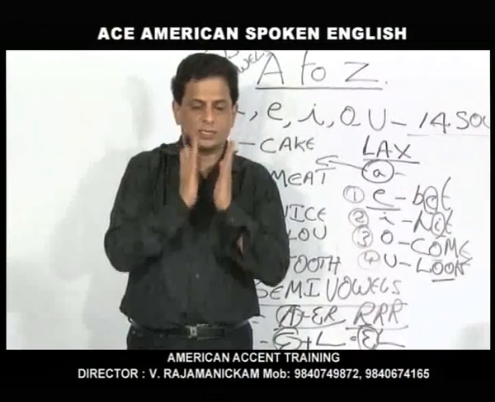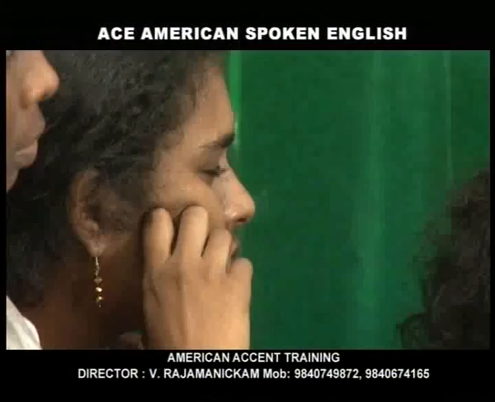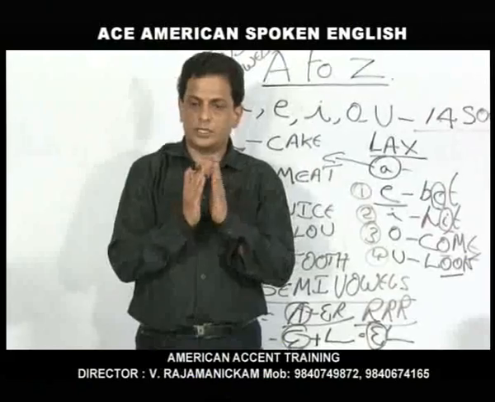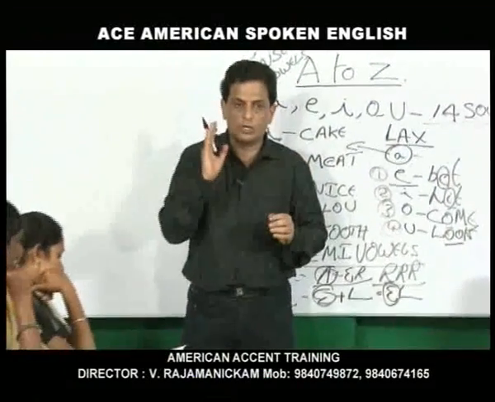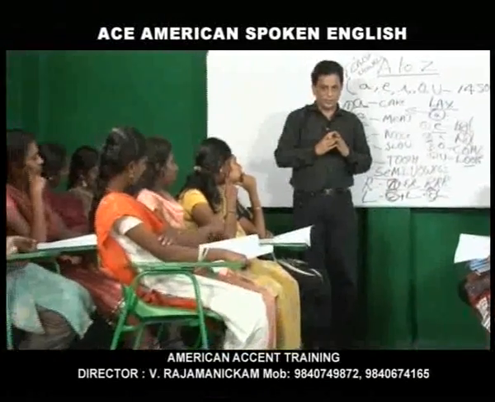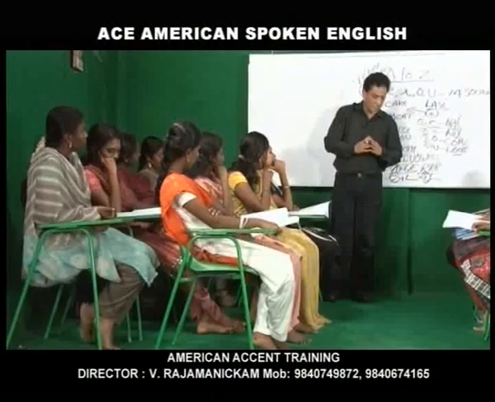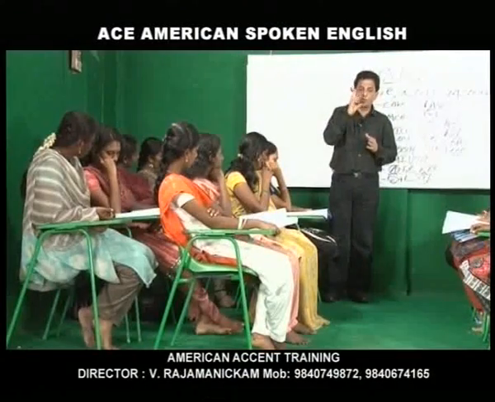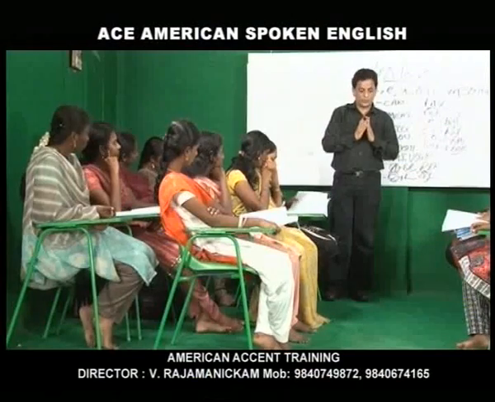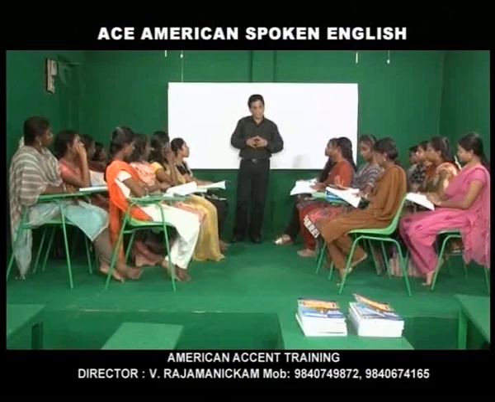So on the vowel side, how many sounds are there totally? 14. A, E, I, O, U are called tense. Then E, I, O, U are called lax. R, L are called semi-vowels. So you have finished 14 sounds. Now you are coming to the other part, called consonants. 21 consonants are there. How many sounds are we making? That's what you are going to see now.